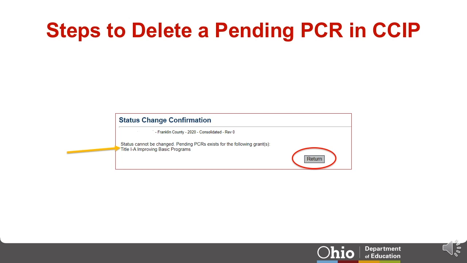This will take you back to the Sections page for the correct funding application. Please note there are times when a PCR is erroneously started for a grant in a funding application that does not have an allocation. Remember, all PCRs listed on the validation screen must be deleted to move forward.